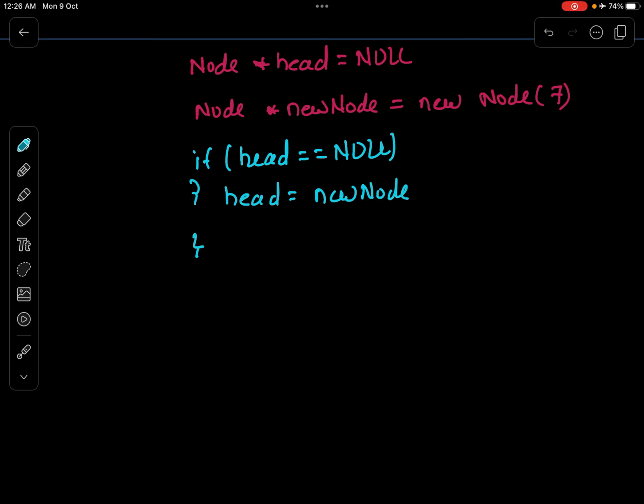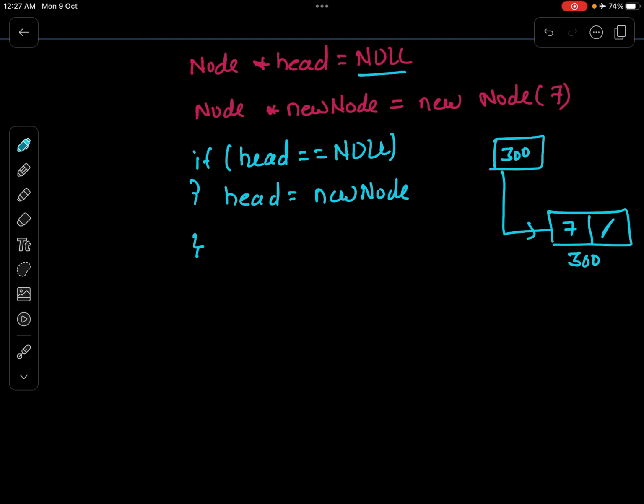What has happened here? I have created a node, say for example, with value 7. Here it contains a null, and say for example the address of this node is 300. Now my head is null. Since this condition gets true, I am assigning the value from the new node to the head. So simply head will be containing the value 300, so it will be pointing to this side.